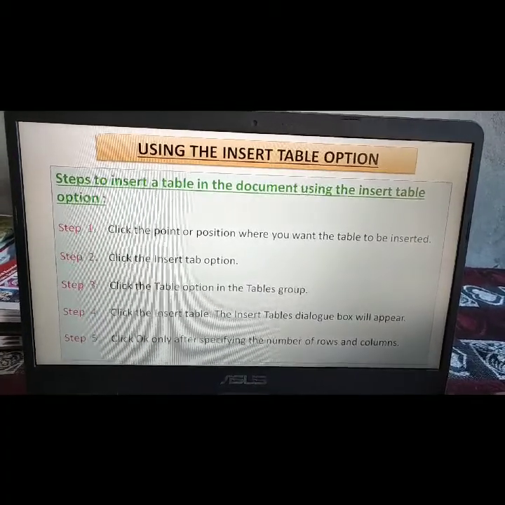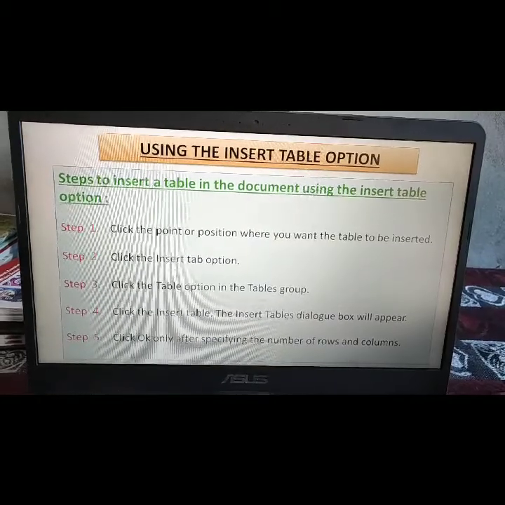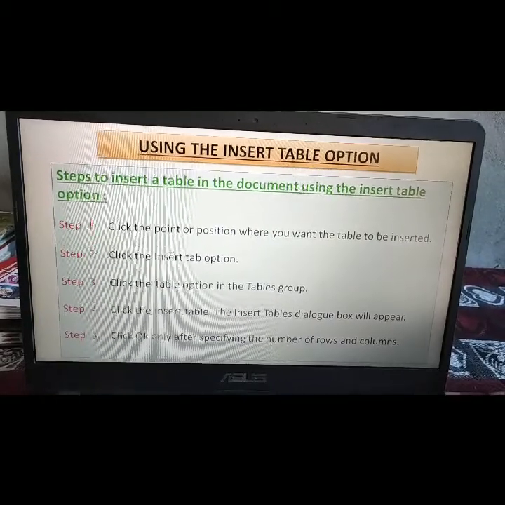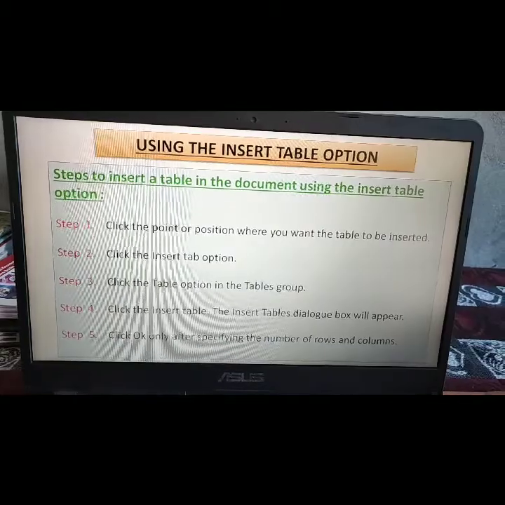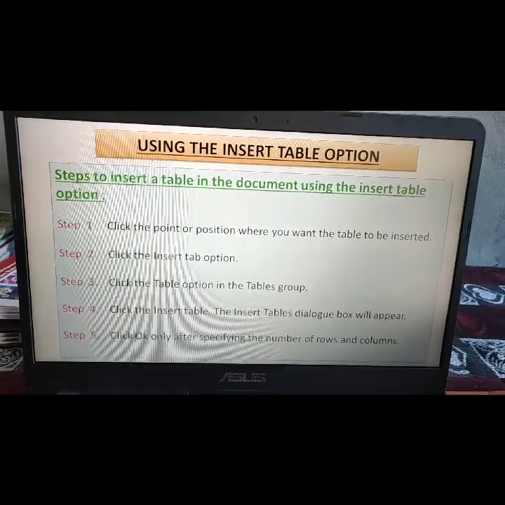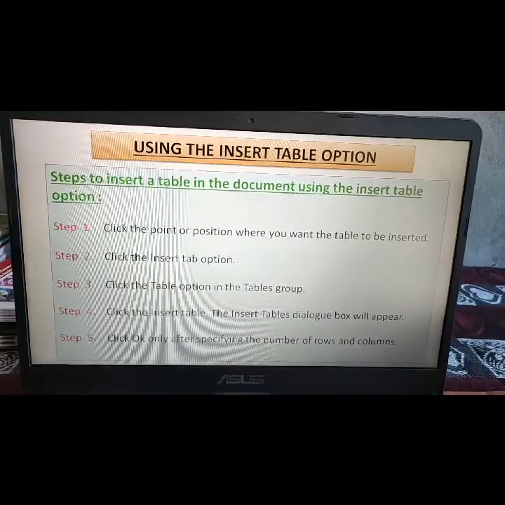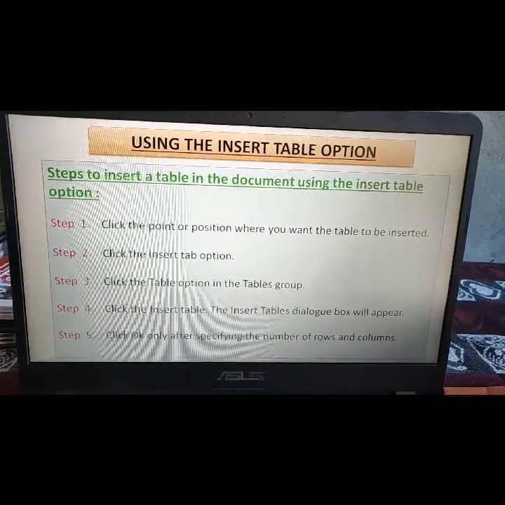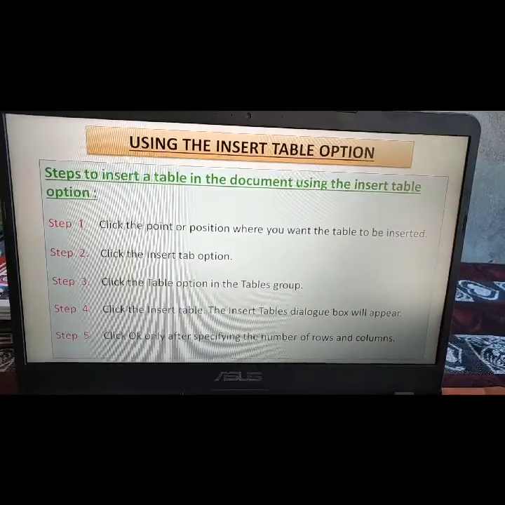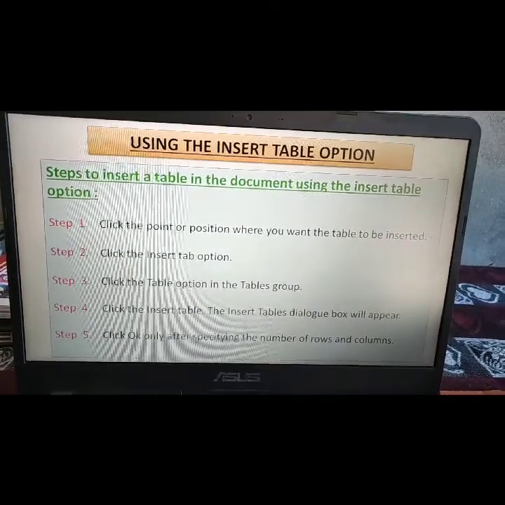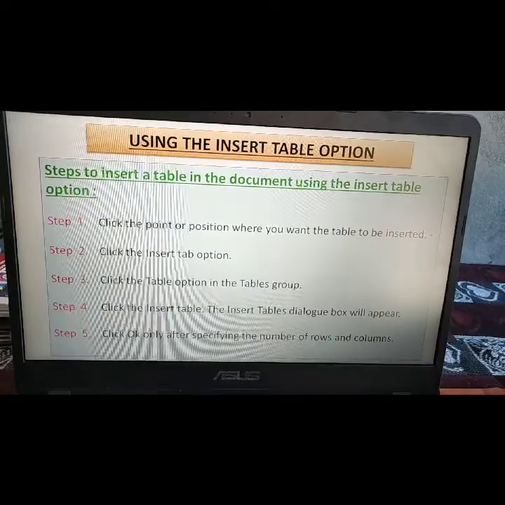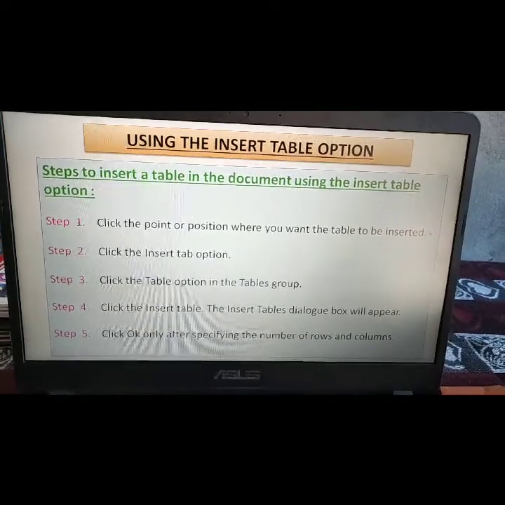Okay, step 2 is click the insert tab options. Second, you go to the insert tab and click on it. Step 3 is click the table option in the tables group. Same, you go to the tables group, and in the tables group the table option is there. You go and click on the table options. Step 4 is click the insert table. The insert table dialog box will appear.